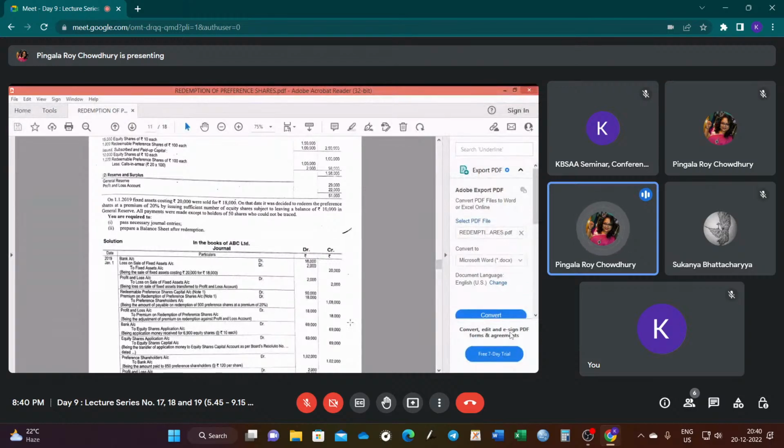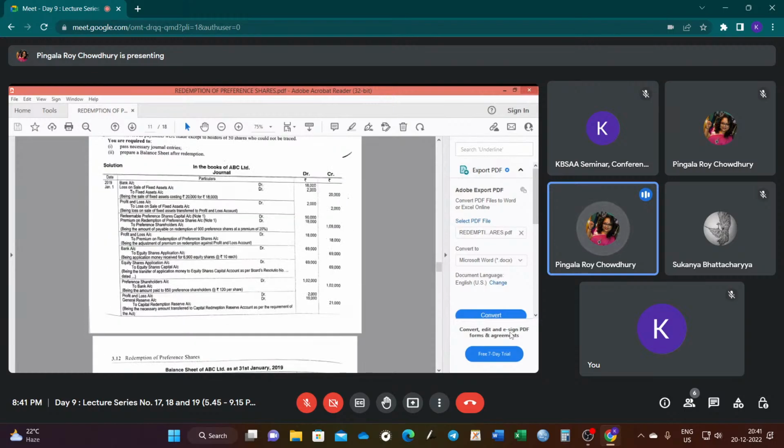Now you have to keep in mind what? You had utilized 2,000 out of PL. Now you are utilizing 18,000 out of PL. So you have utilized a total of 20,000 rupees out of your PL balance. Your PL balance was rupees 22,000, out of which 20,000 is exhausted. So you are left with only 2,000. So profit and loss account is 2,000 and general reserve is 29 minus 10, which is 19,000.